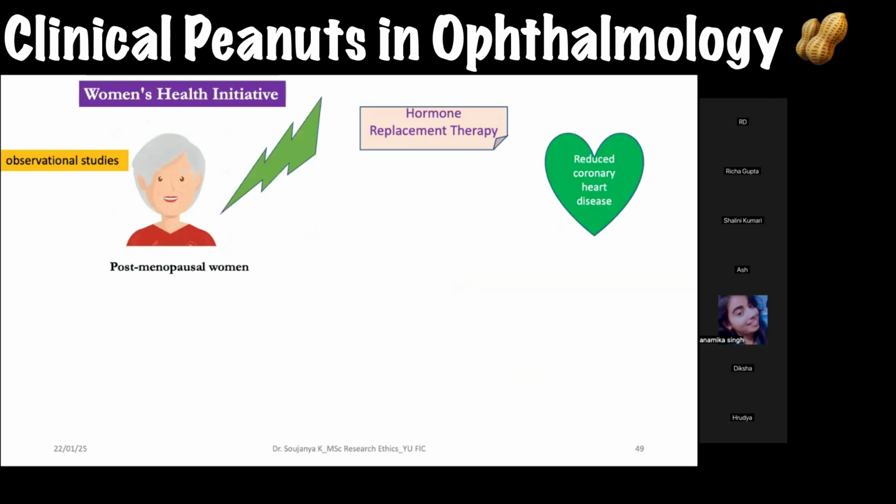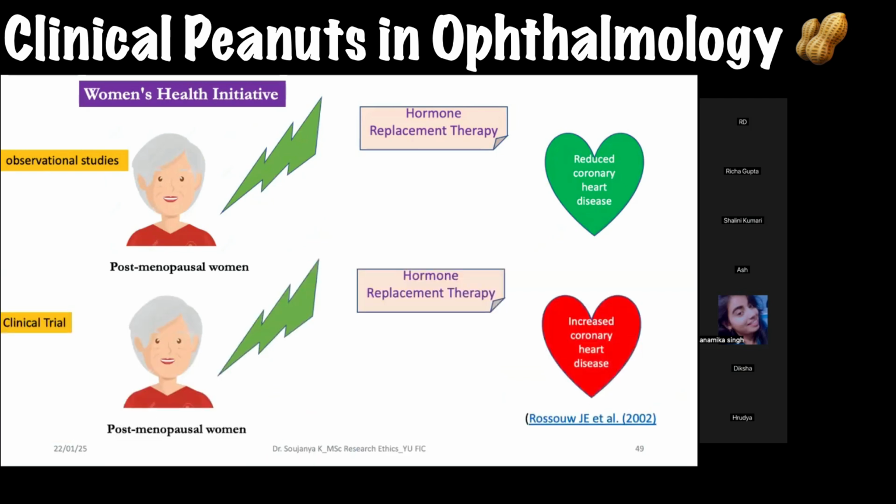So observational studies are important, but observational studies have their problems. One observational study was called the Women's Health Initiative, where postmenopausal women who were taking hormone replacement therapy were studied over a period of time. They saw that women who took HRT had reduced heart disease, and they concluded that HRT is good. But later, in a trial, they saw that people who took HRT actually had increased risk of heart disease. So you're getting two different results on the same question.